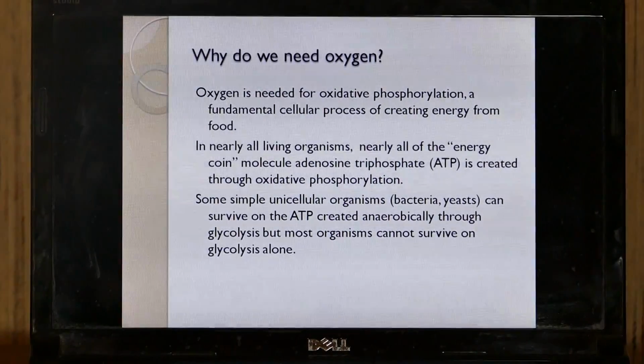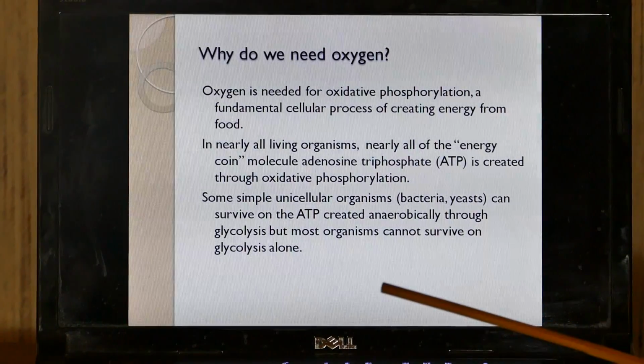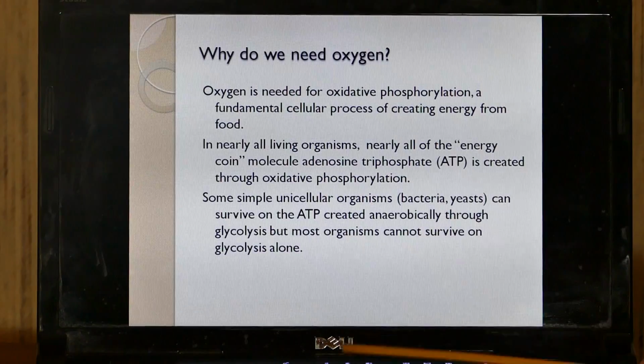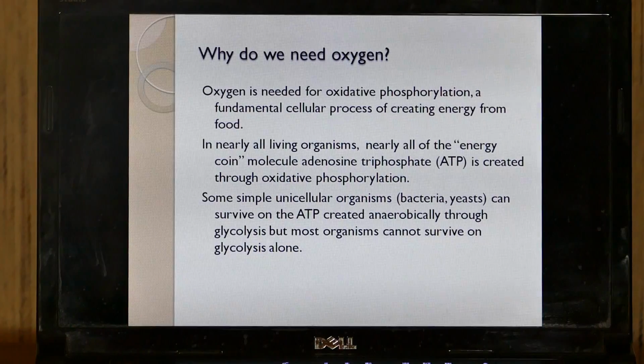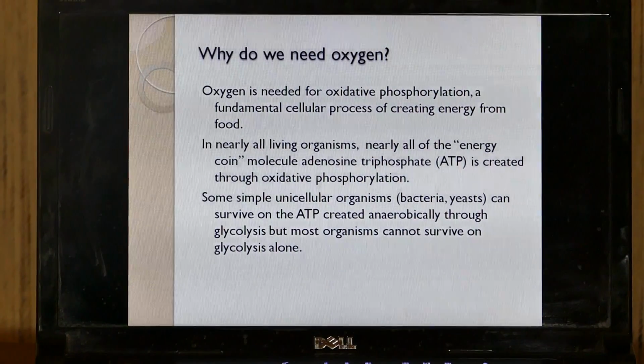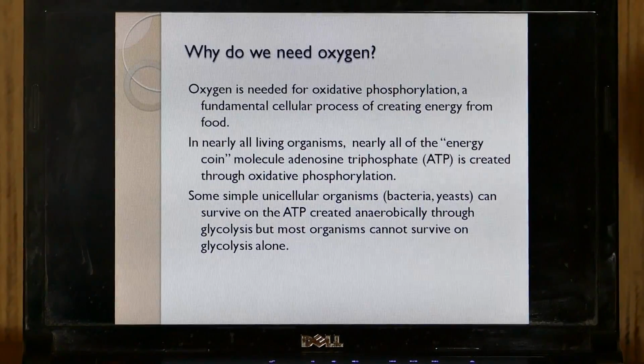So nearly all living organisms, almost all the energy coin molecule, which we call ATP or adenosine triphosphate, is created through oxidative phosphorylation. There are a few organisms, usually one-celled organisms like bacteria and yeast, that can create all the ATP they need simply through glycolysis. And we perform glycolysis as well, but in our case, it's not going to produce enough ATP to keep us alive.